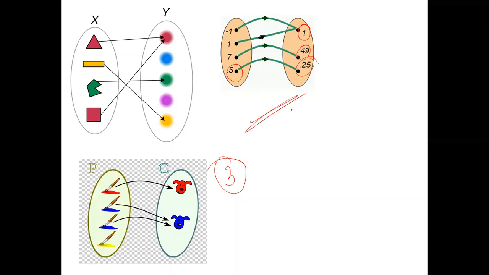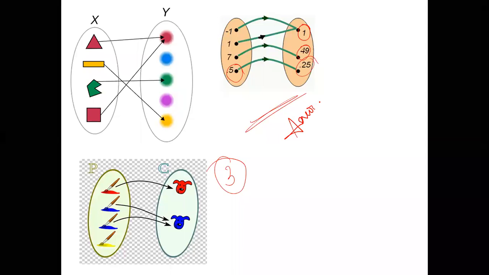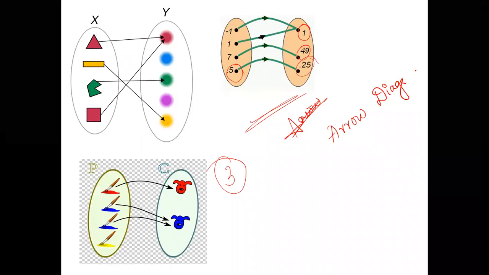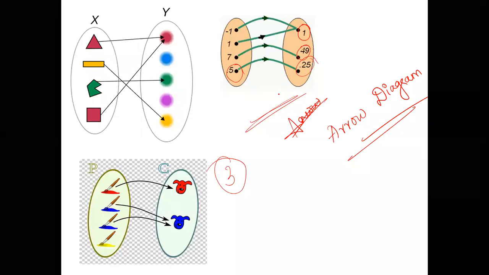This is the arrow diagram. A visual representation of the relation is done by the arrow diagram.